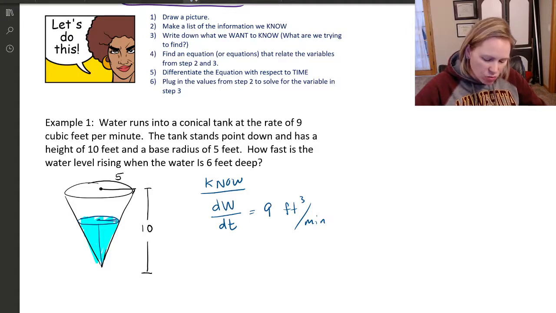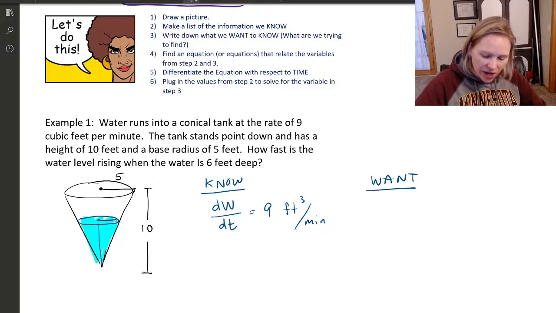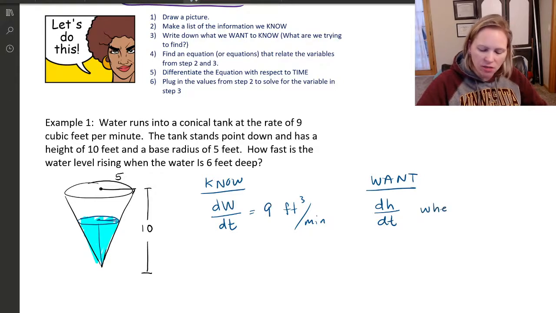How fast is the water level rising when the water is 6 feet deep? So what we want to know is how fast. Anytime it's talking about how fast, that's a rate. So I want to know dH/dt when, there's always going to be a when clause. So at this instant, when the water, so we're going to call that H, is 6 feet deep.